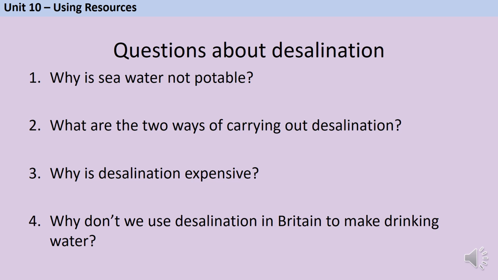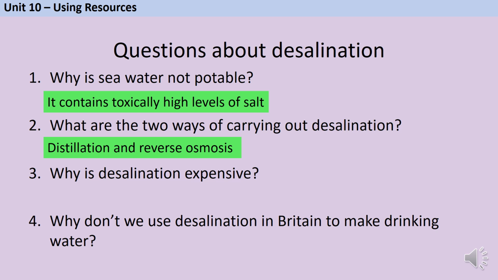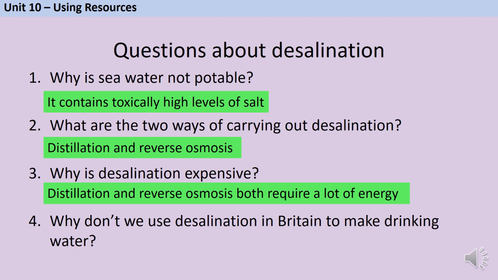Seawater isn't potable because potable means drinking water, and you can't drink water from the sea because the levels of salt are far too high. They're toxic. The 2 ways that we can carry out desalination are reverse osmosis and distillation. And it's an expensive thing to do because both of these processes are very energy intensive. We don't tend to use desalination in Britain to make drinking water because we've got plentiful supplies of fresh water.